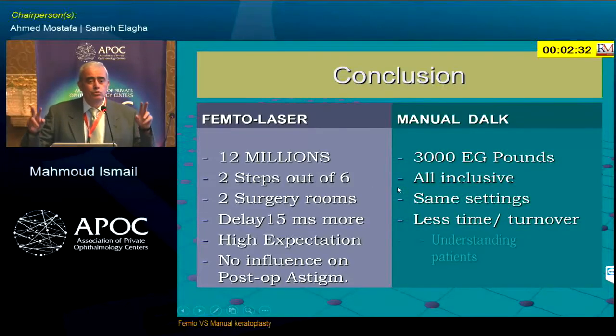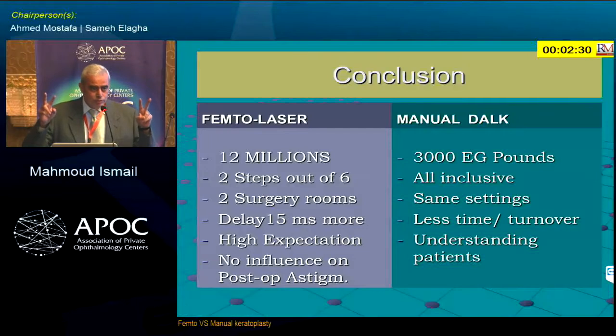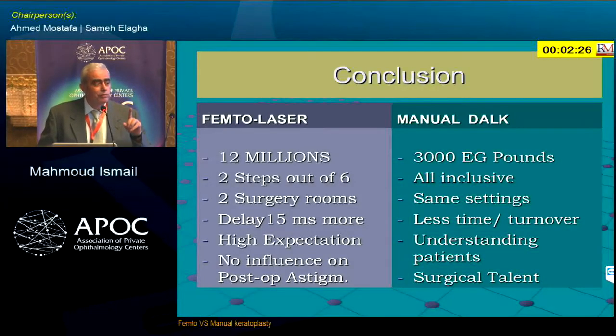You have to have 2 surgery rooms, and a delay, at least if you are very quick, of more than 15 minutes more for surgery, which is already a long surgery. You have a high expectation from patients. You are doing him an elegant, cutting-edge technology, not the outdated technique of manual surgery.